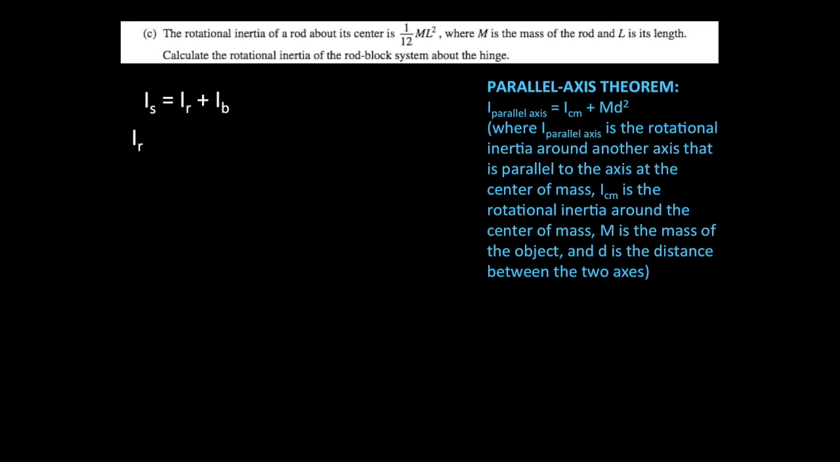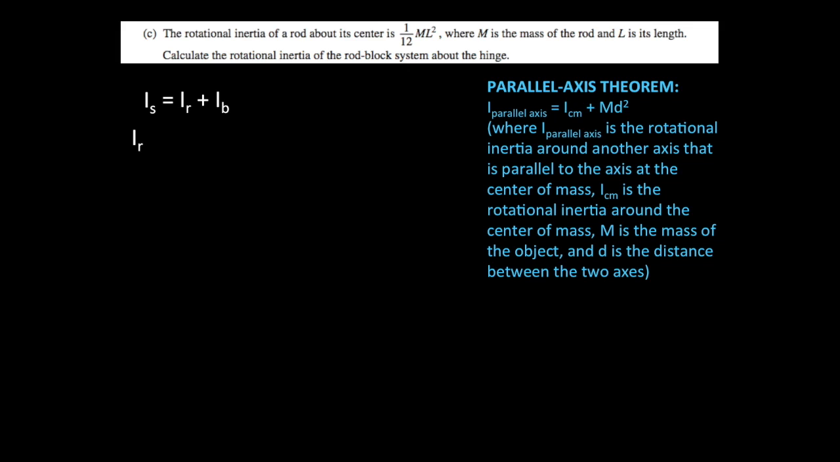We know that the rotational inertia of the rod about its center is 1 over 12 ml squared, as given in the question. What we want to know is the rotational inertia of the rod about the hinge at the left end of the rod. To do this, we use the parallel axis theorem. Remember that the parallel axis theorem states that to find the rotational inertia around any axis parallel to the axis at the center of mass, you have to add the rotational inertia at the center of mass with md squared.